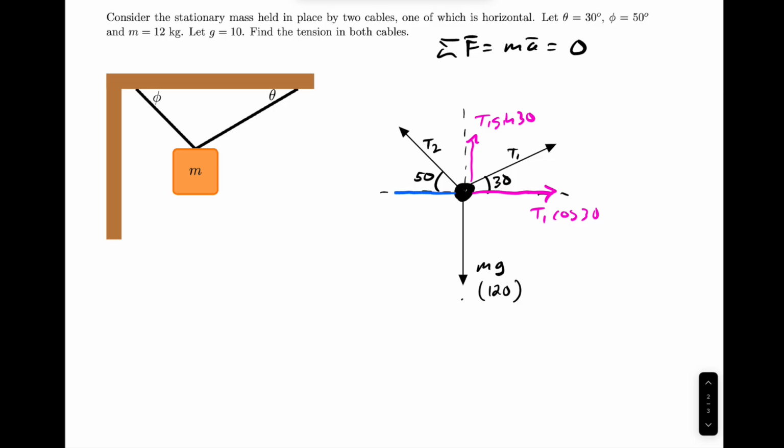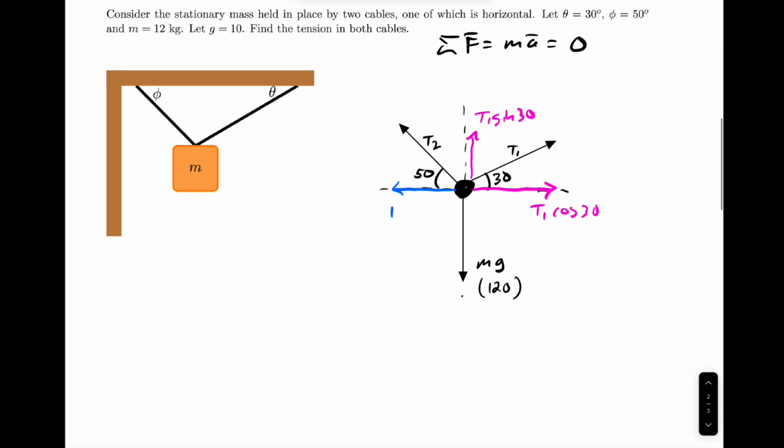Now, for T2, we'll use blue. So in this case over here, for the same reasons that I stated before, this is going to be T2 times the cosine of 50. And then the vertical component is going to be equal to T2 times the sine of 50. Okay, so look at that free body diagram. And remember, now that we've broken those vectors up, we don't really want to use T1 and T2 as they were originally. We want to look at everything horizontally, balance that out, look at everything vertically, balance that out.